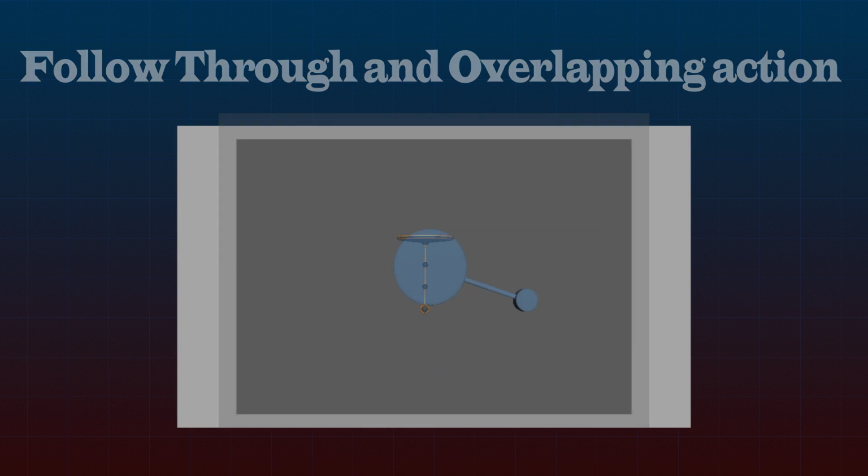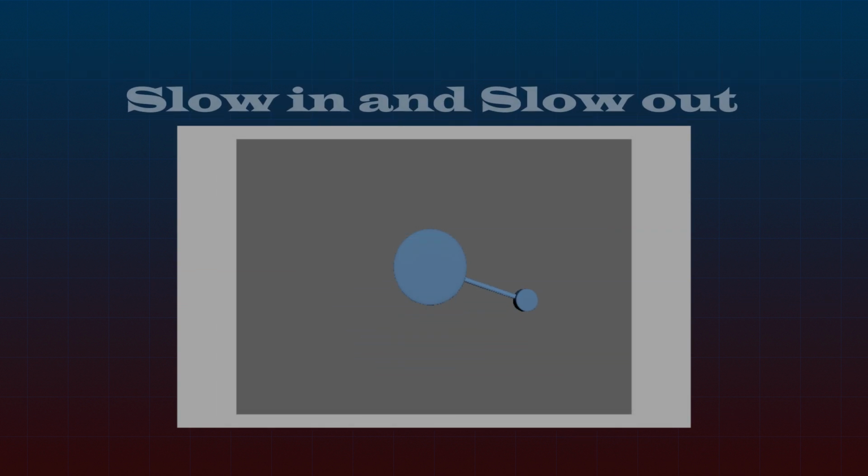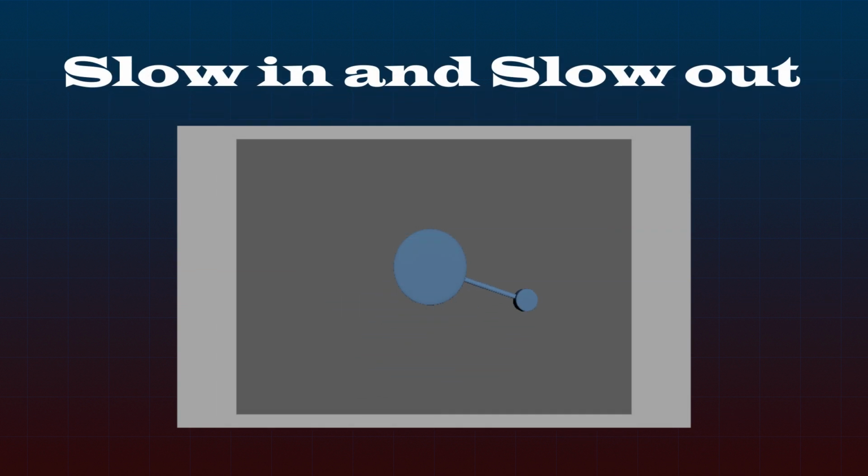Slow in and slow out help animated objects and characters to increase and decrease the speed of their movements from the beginning to end of an animated sequence, like how a car starts moving then stops. To achieve this principle, more frames are added to the beginning and end of an animation.